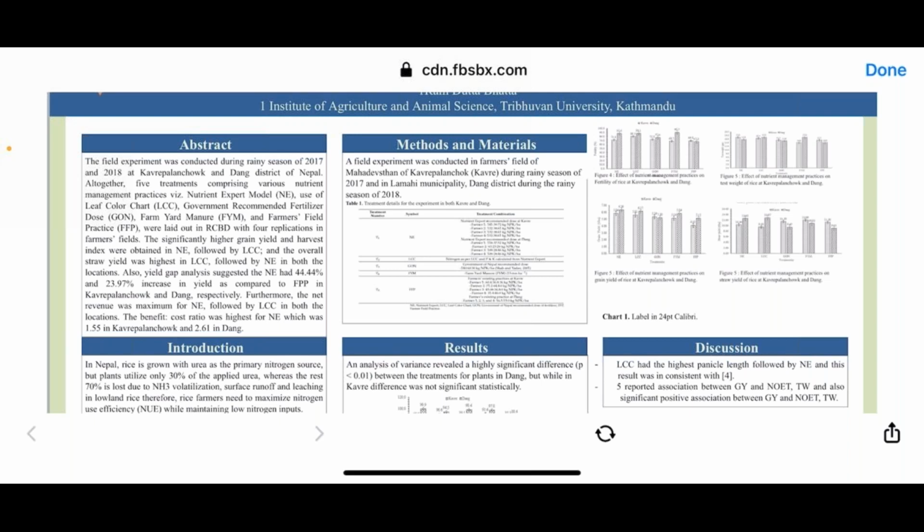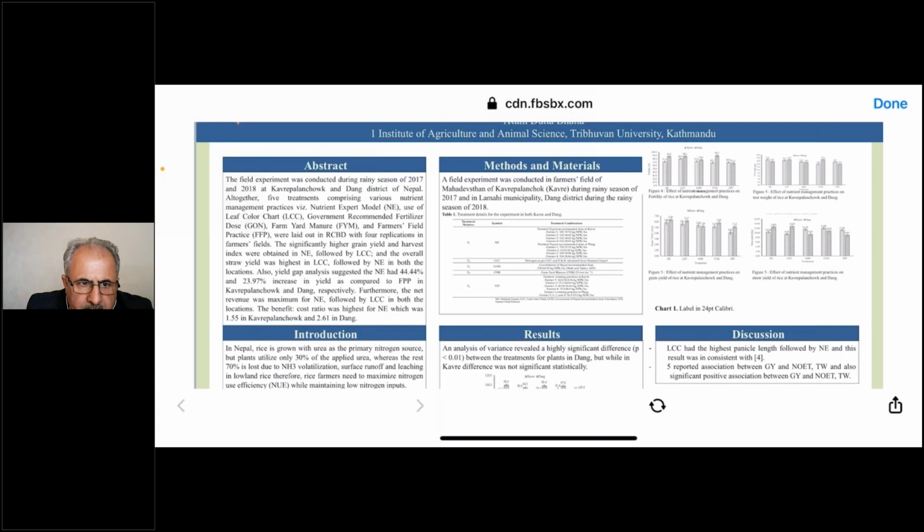In another district, Dang, significantly higher harvest index was obtained from nutrient export fertilizer recommendation than other treatments, followed by leaf color chart, which is 39.57%, which are statistically at par. The lowest harvest index was found in FYM, which is 28.7%.